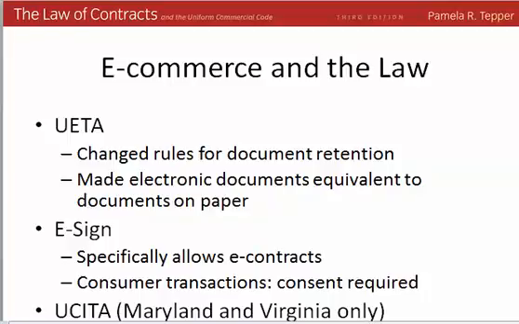UETA was designed to address two specific areas. Number one, the retention of paper documents, which could be changed into electronic ones, and two, the effect of electronic signatures on documents, whether from an original document or an electronic one. The result of UETA is that an electronic document is now the equivalent to the original paper counterpart.